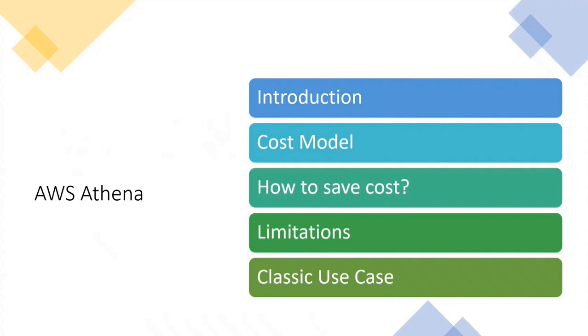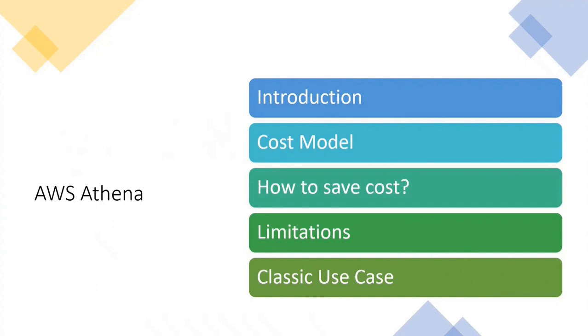So how to save cost? Make sure that you use columnar formats like Parquet or ORC, and try to partition the data in your data lake so that you don't end up scanning unnecessary data. This will help you save a lot of cost. Also make sure that you compress your data. There are several compression techniques available like gzip, bzip2, snappy. Also keep in mind that Athena can only query the latest version of the data. Let's suppose you have multiple versions in an S3 bucket, then it will query only the latest one, and you cannot query the data in the previous versions.